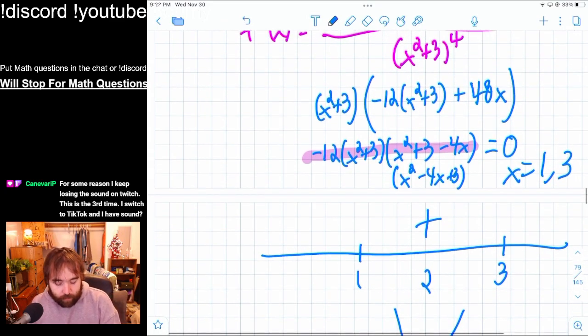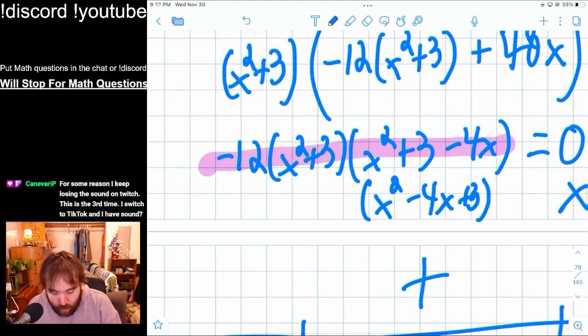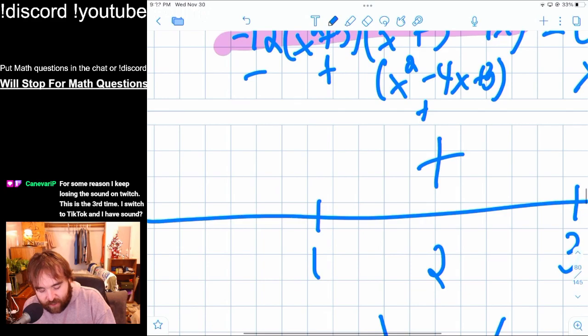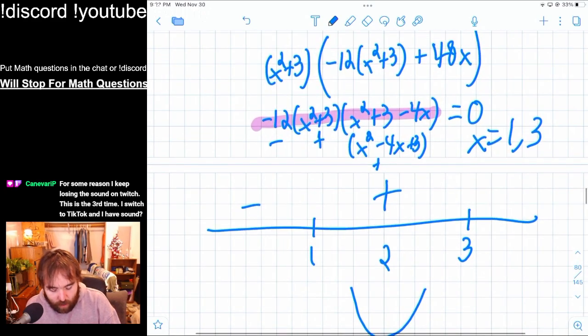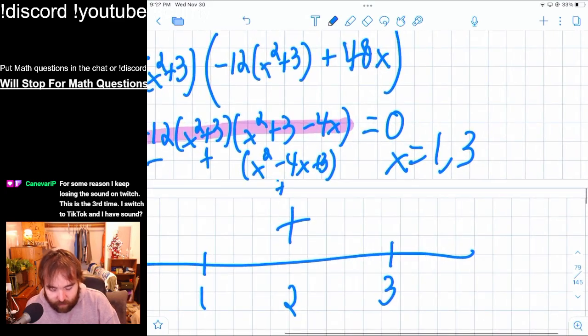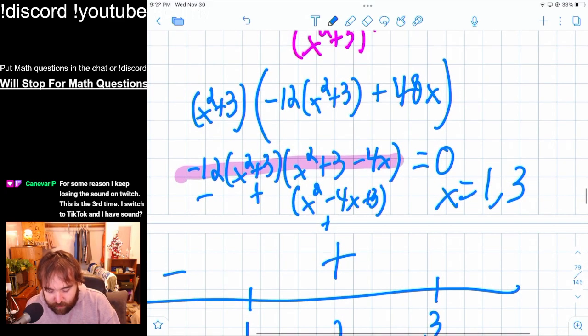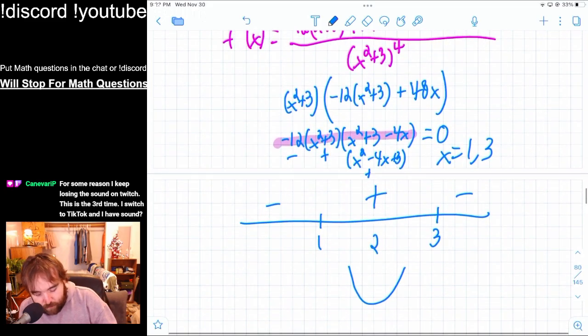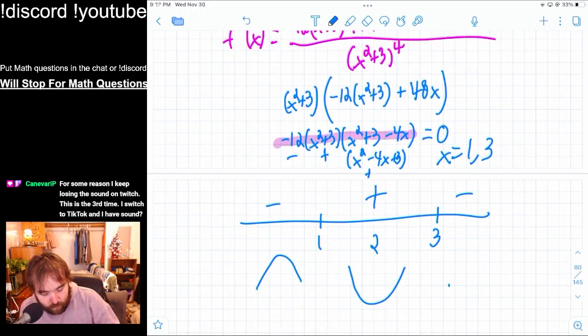But let's see. So when we plug in x equals 0, we have a negative times a positive times a positive. So that's negative when you plug in 0. On 3, you can't plug in 3, you've got to plug in 4. If you plug in 4, you get a negative times a positive times a positive. So that's negative again. So that's roughly what this graph is looking like.